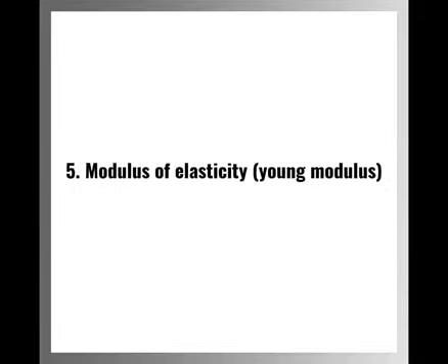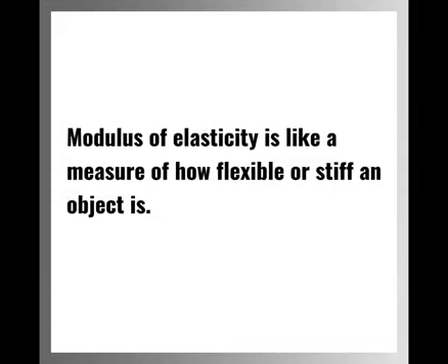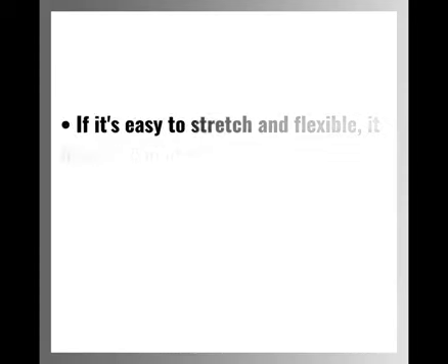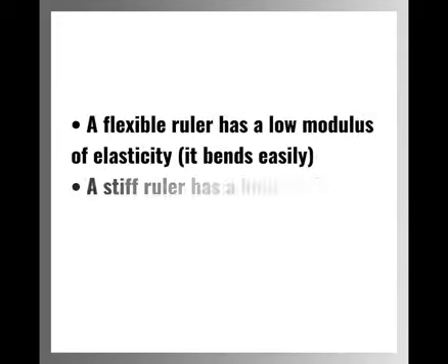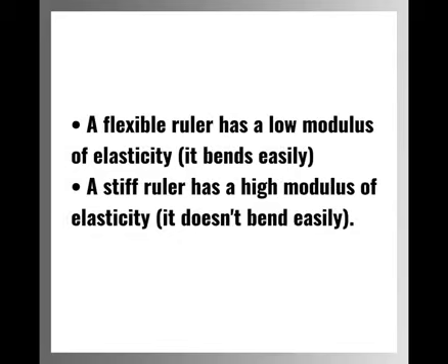Lastly, we have modulus of elasticity, or Young's modulus. Modulus of elasticity is like a measure of how flexible or stiff an object is. Imagine you're holding a spring. If it's easy to stretch and flexible, it has a low modulus of elasticity. If it's hard to stretch and stiff, it has a high modulus of elasticity. Using a ruler as an example: a flexible ruler has a low modulus of elasticity, and a stiff ruler has a high modulus of elasticity.